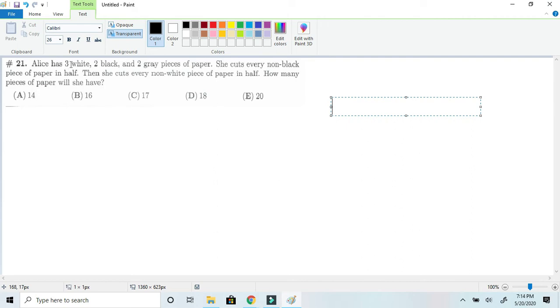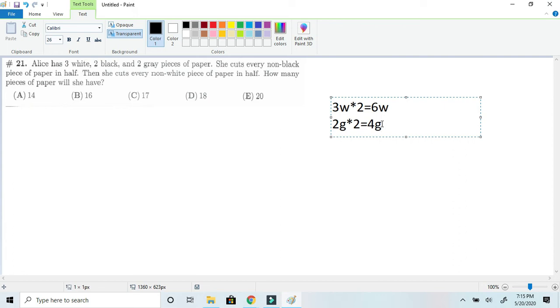So that means we will just have 3 white times 2 is 6 white. So let's just write that out. 3W times 2 is equal to 6W. Now next, we will see that we have the gray pieces of paper. So let's just double that too. 2 gray times 2 is equal to 4 gray.